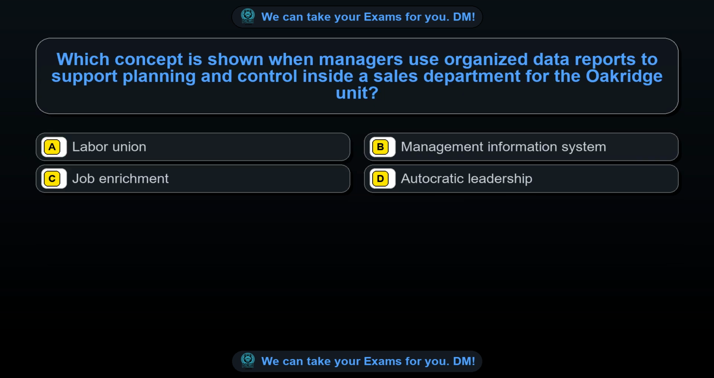Question 16. Which concept is shown when managers use organized data reports to support planning and control inside a sales department for the Oak Ridge unit? Option A, labor union. Option B, management information system. Option C, job enrichment. Option D, autocratic leadership. The correct answer is option B, management information system.